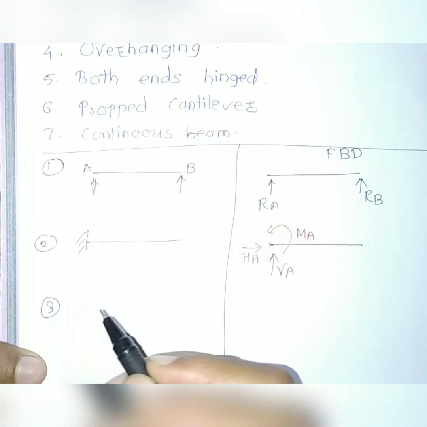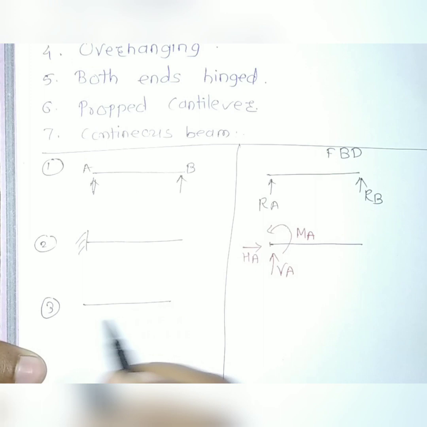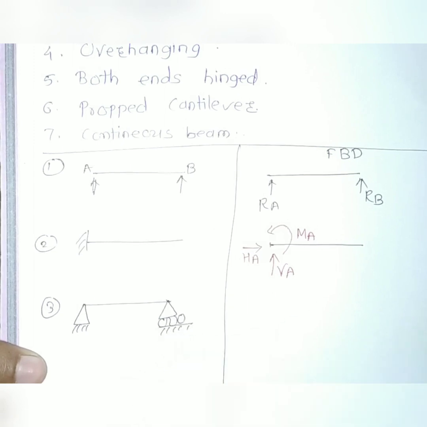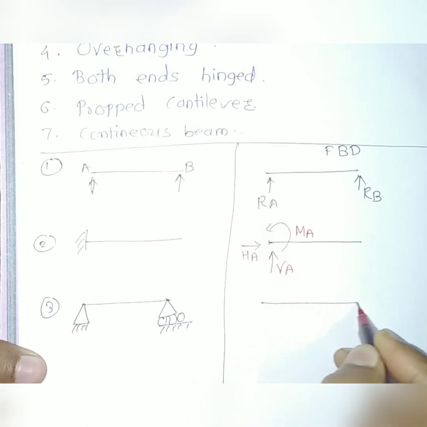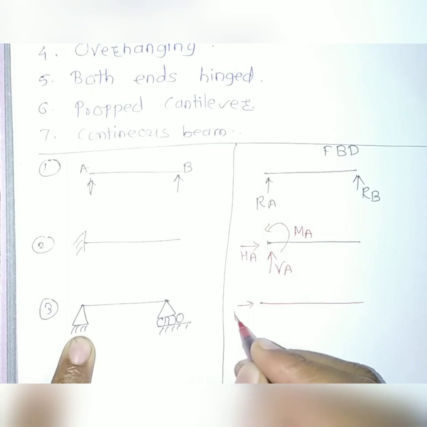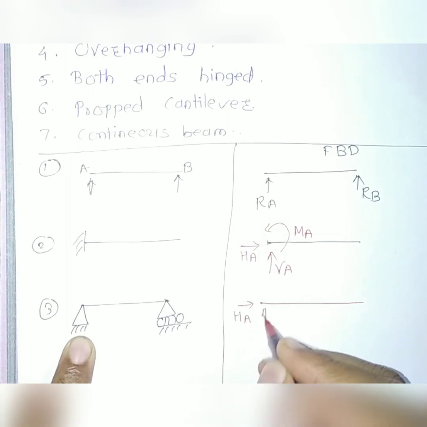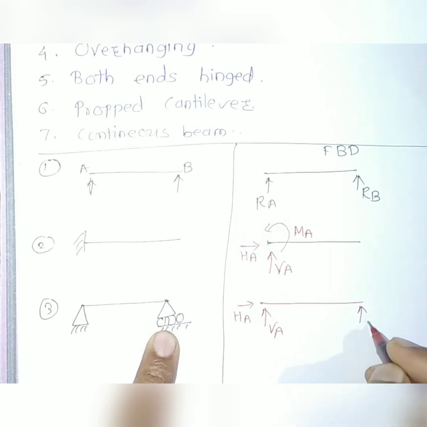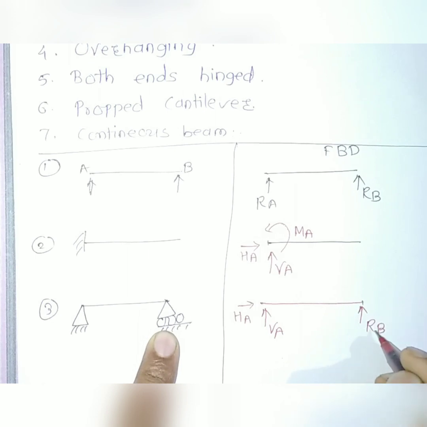The third one is one end is hinged. This is symbol for hinge support and other on roller. The symbol for roller is like this. So how will be the FBD? For hinge support there are 2 reactions: horizontal reaction at point A and vertical reaction at point A, and at roller there is only one reaction. Suppose RB, vertical reaction, only one vertical reaction is present at roller support.